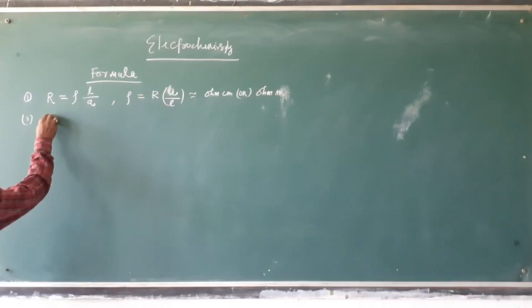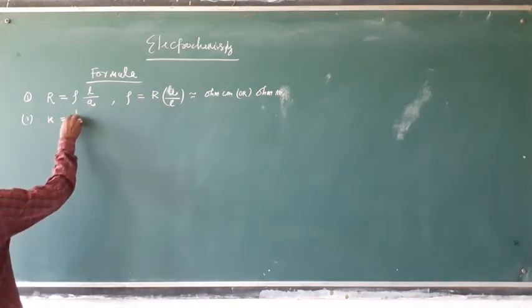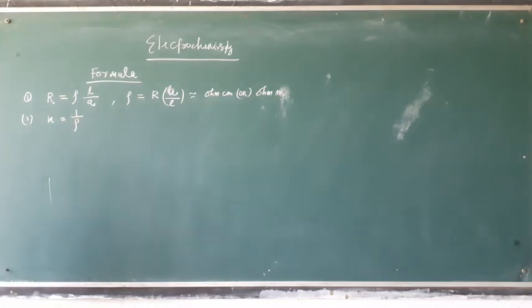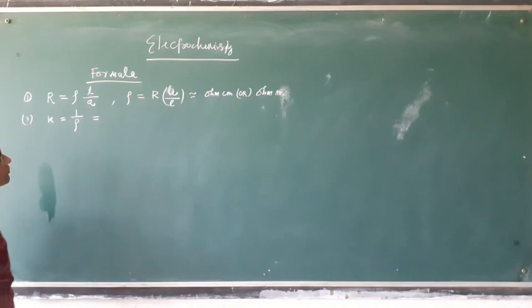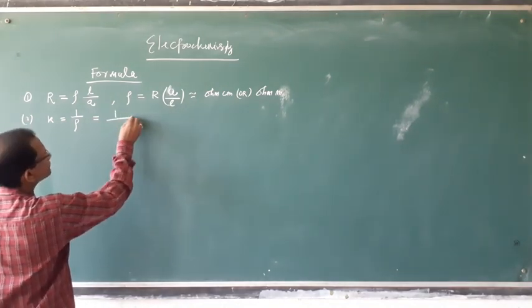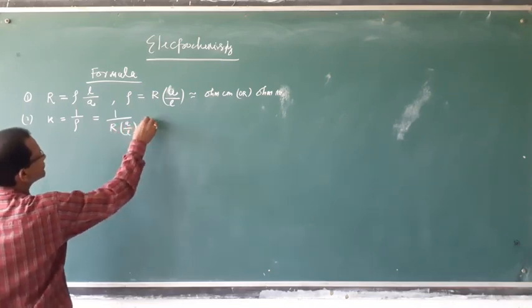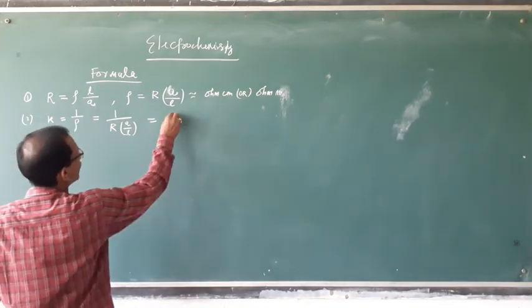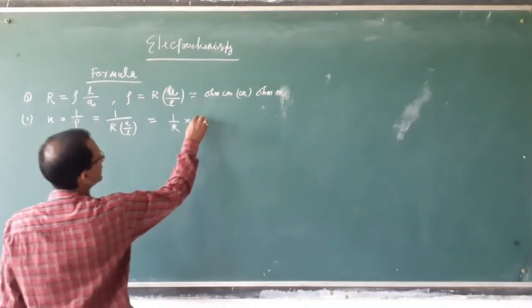Then kappa, conductivity, is equal to 1 by rho. That means the reciprocal of resistivity, which is equal to 1 by R into A by L, which is equal to 1 by R into L by A.